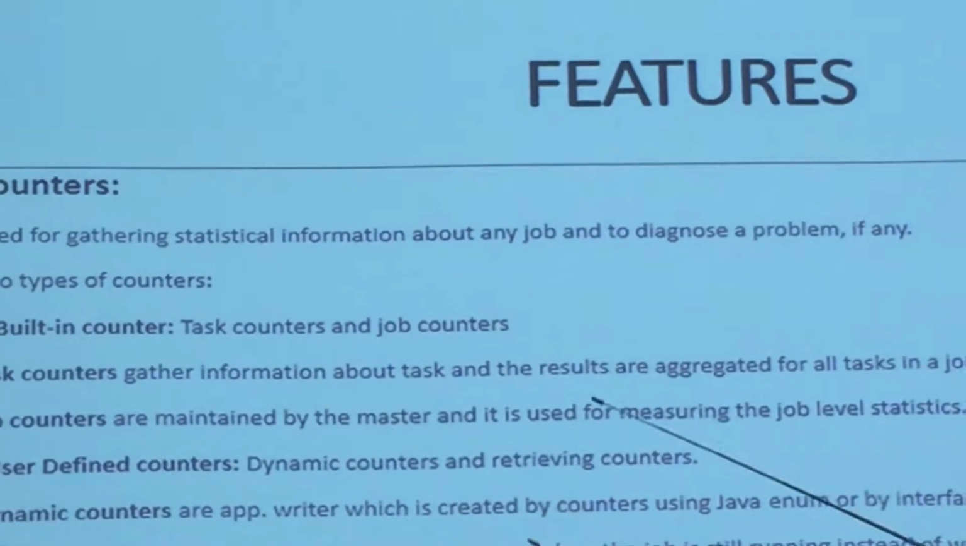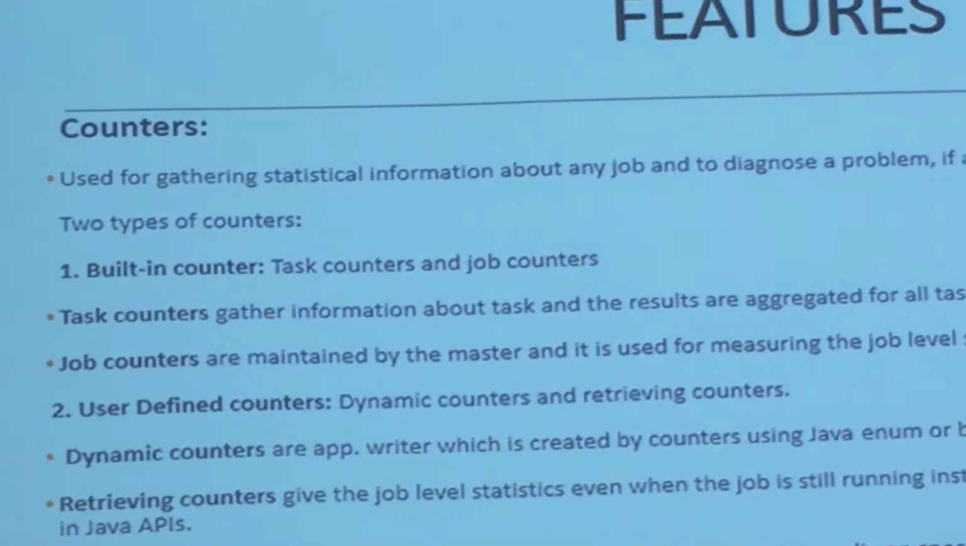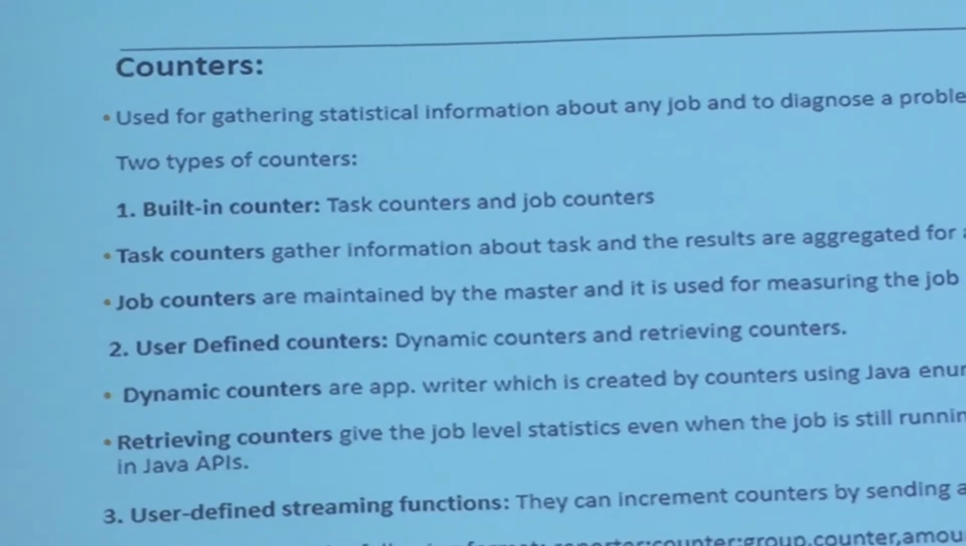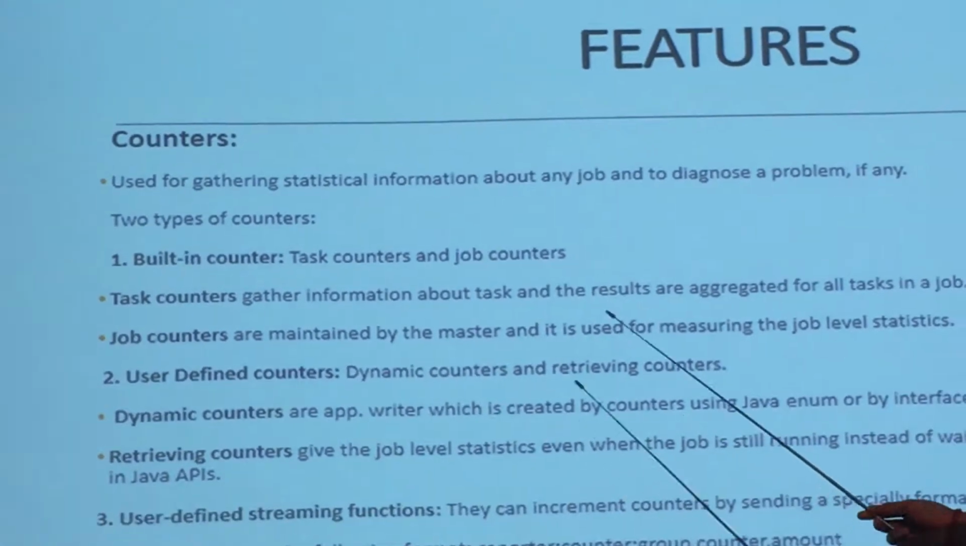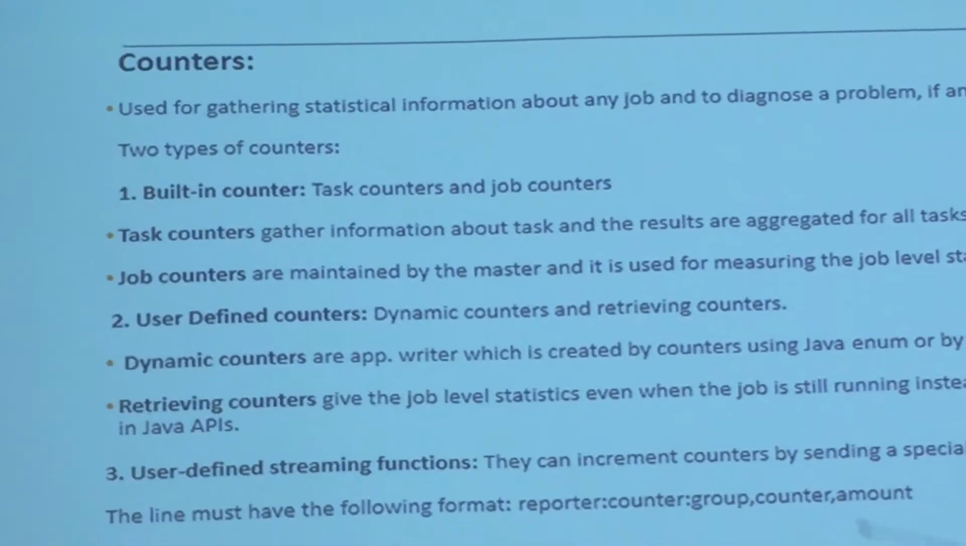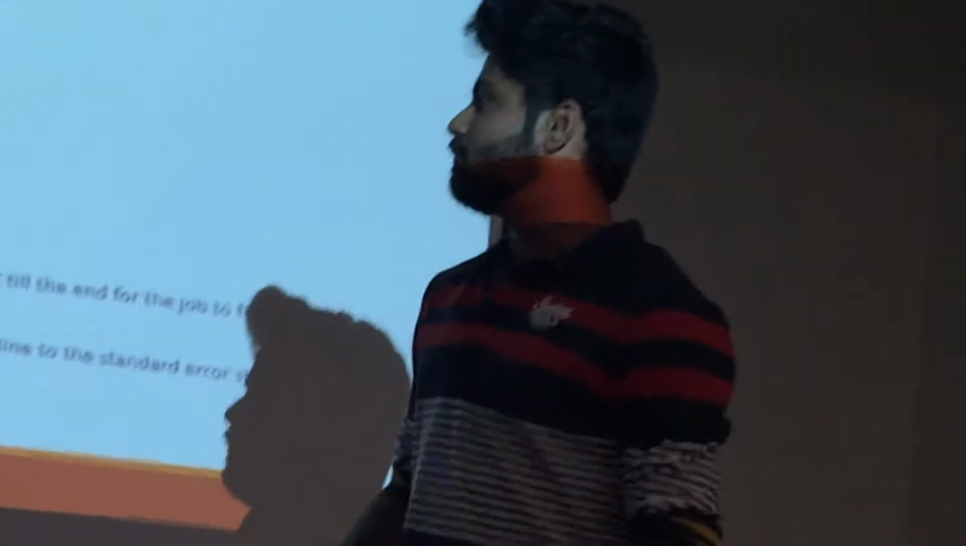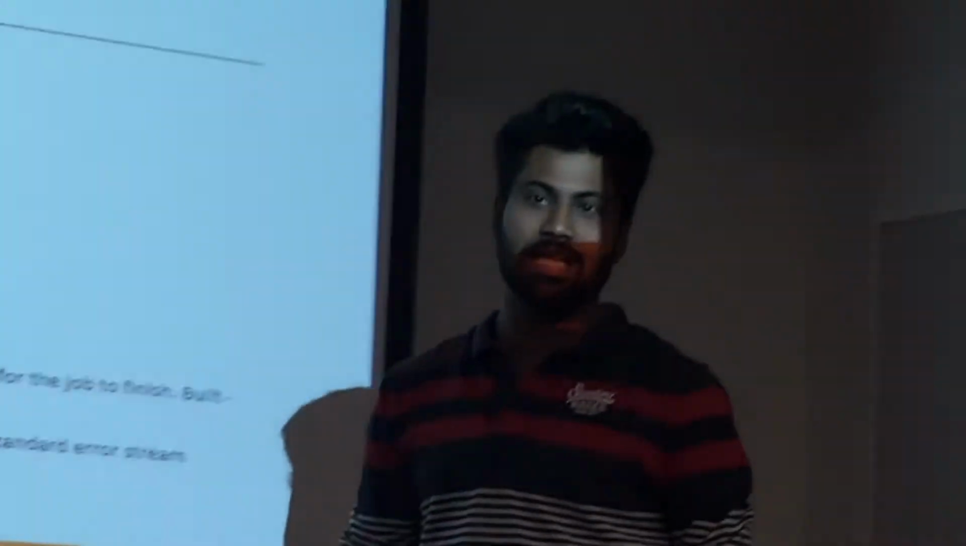There are two types of counters in MapReduce: built-in counters and user-defined counters. Built-in counters are the counters that are already there in MapReduce by default. There are two types: task counters and job counters. Job counters give you statistical information on an aggregated level, whereas with task counters you can have more granularity. Task counters gather information about the task, for example the RAM used by the task and the file written by the task, etc.